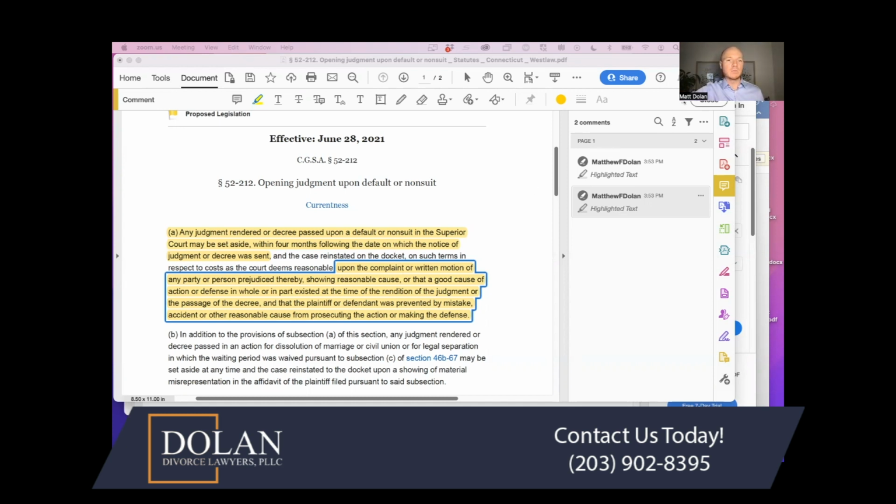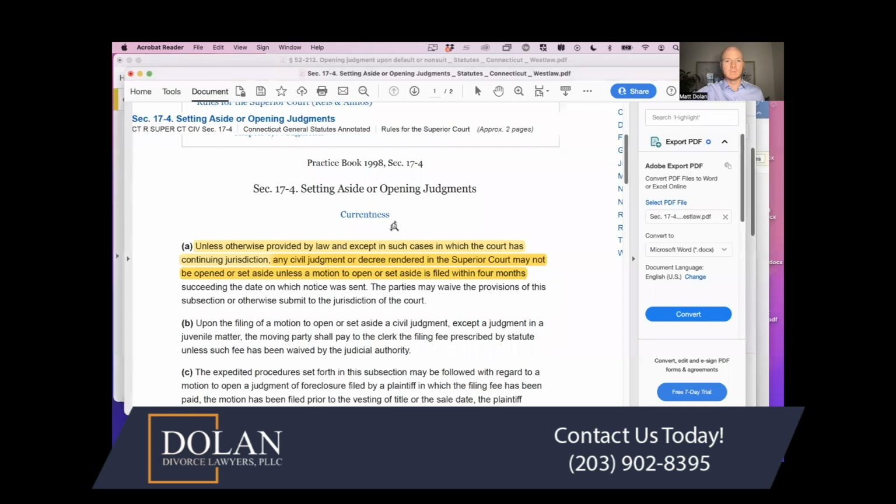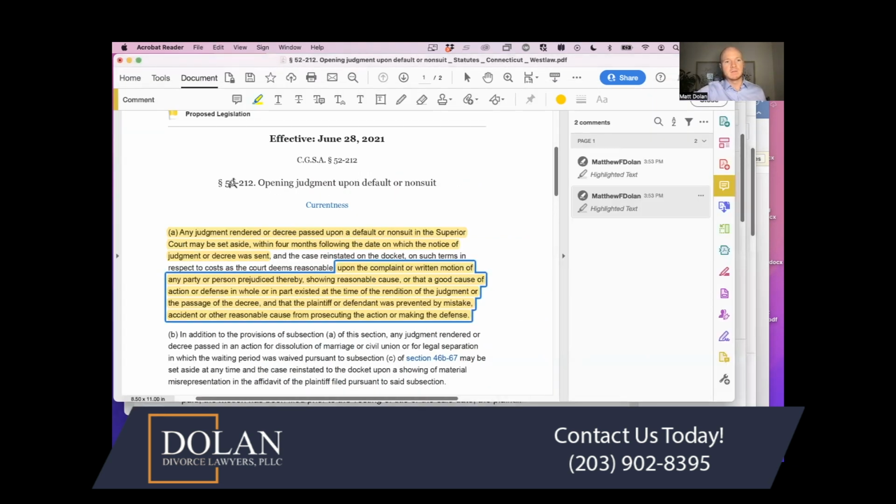Now, you may want to reopen the case based on some reason other than default or non-suit. So, some examples might be, you discovered new evidence that you want to present, and you're within that 4-month period. So in that situation, so going back to this, it's 52-212 is the opening judgment upon default or non-suit. And the relevant practice book section, which has a lot of the same language, is 17-43.